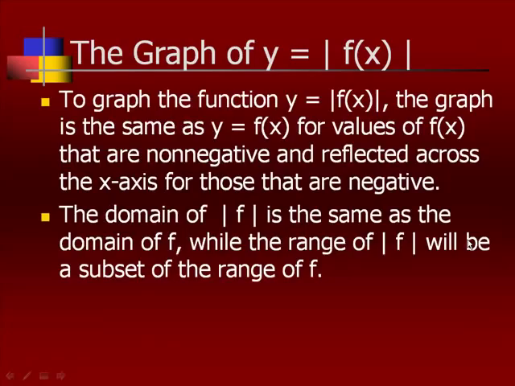To graph the function y equals the absolute value of f of x, the graph is the same as y equals f of x for values of f of x that are non-negative, and they are reflected across the x-axis for those that are negative. The domain of the absolute value of f is the same as the domain of f, while the range of the absolute value of f will be a subset of the range of f. What that means is the domain stays the same, but the range will just take the portion of the range that's above the x-axis.